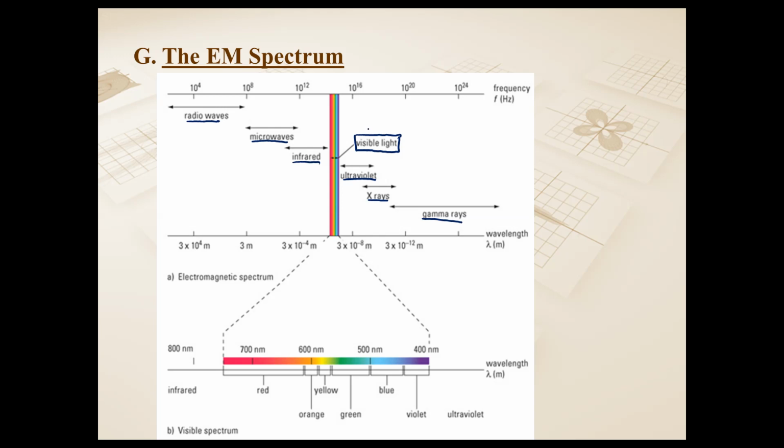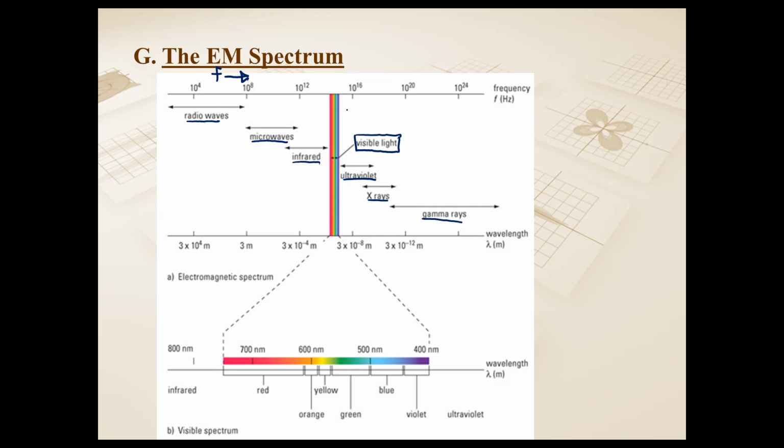What I want to show you on this electromagnetic spectrum is just the connection between the frequency and also the wavelength of the different parts of the spectrum. So if we look at increasing frequency, radio waves have the lowest frequency. Then we go to microwaves, infrared radiation, visible light, ultraviolet, X-rays, and gamma rays.